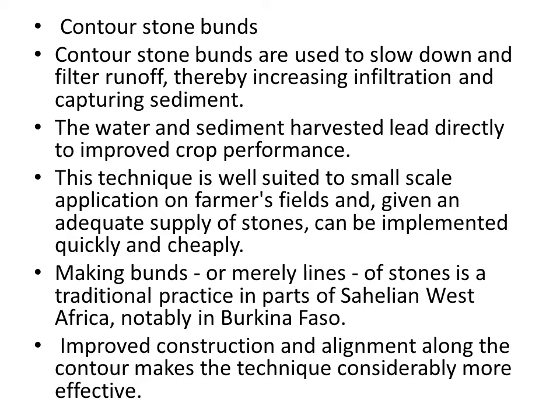Another micro catchment water harvesting technique is contour stone bunds. Contour stone bunds are used to slow down and filter runoff, thereby increasing infiltration and capturing sediment. So contour stone bunds are constructed for the purpose of filtering the runoff as well as increasing the infiltration. The water and sediment harvested lead directly to improved crop performance.